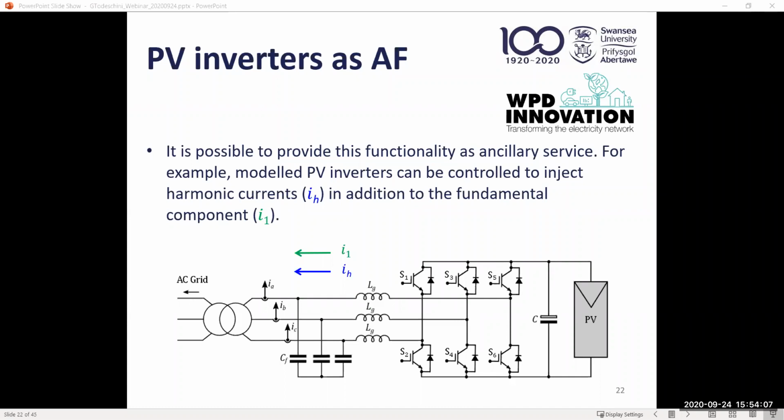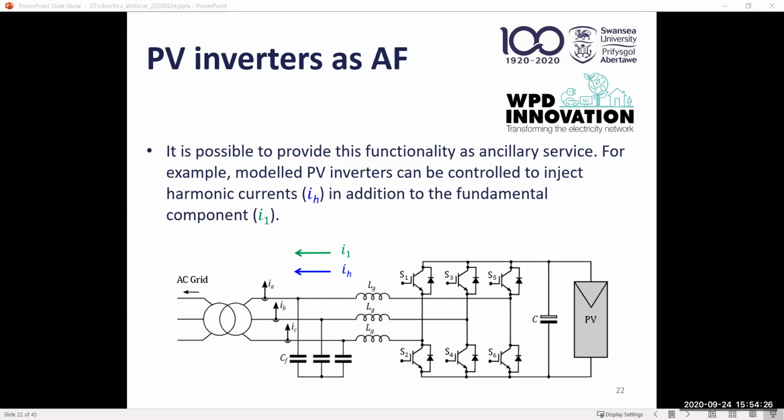Hi, I also have a question about the size of the inverter. In order to use PV inverters for ancillary services, what do you think is the reasonable capacity that we're looking at in terms of the inverter itself? Yeah, thank you for the question. I touched on that briefly earlier.